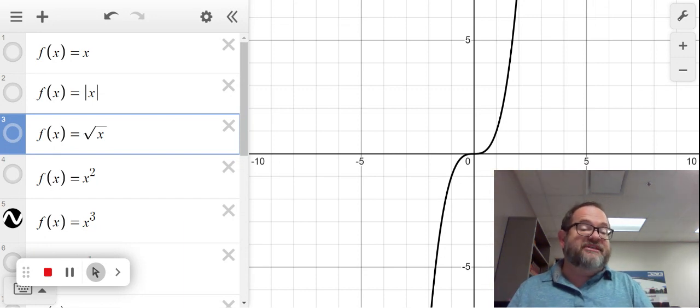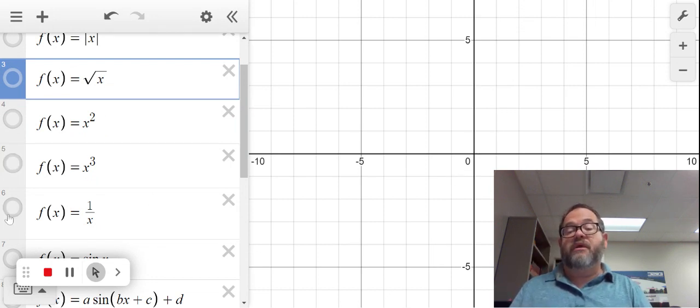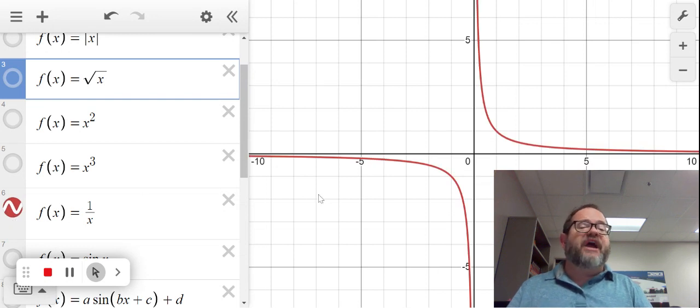Same sort of game. It's just a parent function. We'll be able to identify it. We'll be able to flip it or rotate it or stretch it or whatever. And 1 over x will be our sixth and last of the parent functions at this time. There are a lot of parent functions.